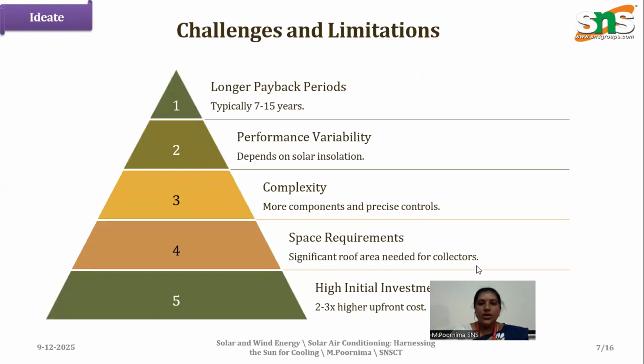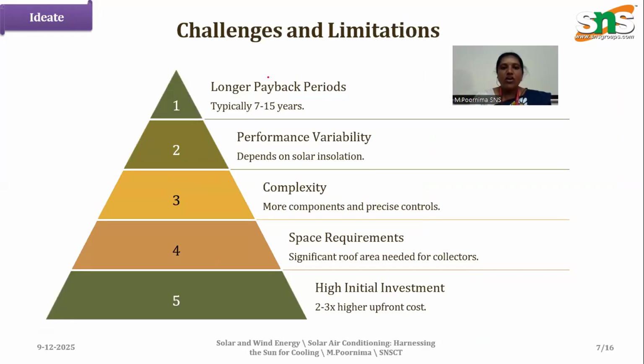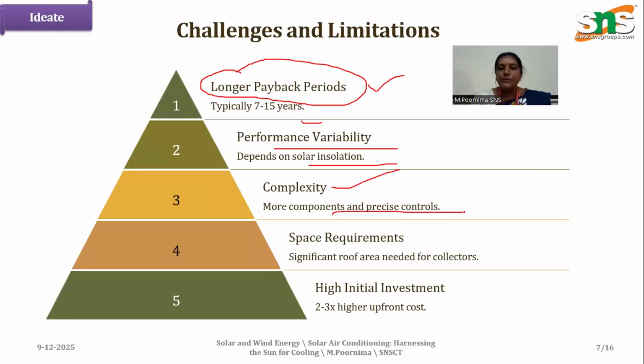Next, what are the challenges and limitations we face? The first challenge is a long payback period, typically 7 to 15 years. Second, performance variability: depending on solar insolation, performance can vary. Third is complexity, with more components and precise control needed. Then space requirement: a significant roof area is needed for collectors to collect the sunlight. And finally, high initial investment, about two to three times higher upfront cost. These are some of the challenges and limitations.